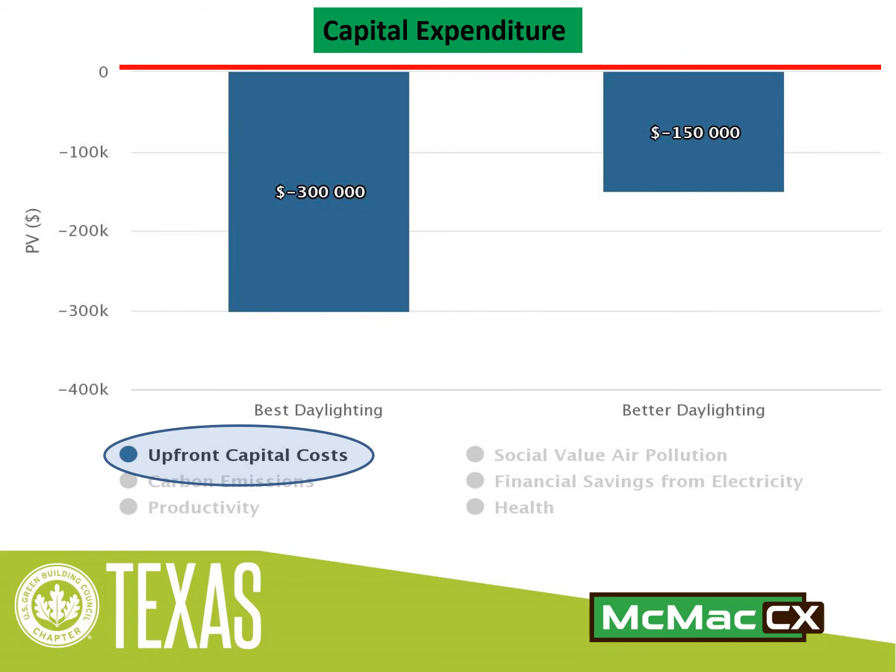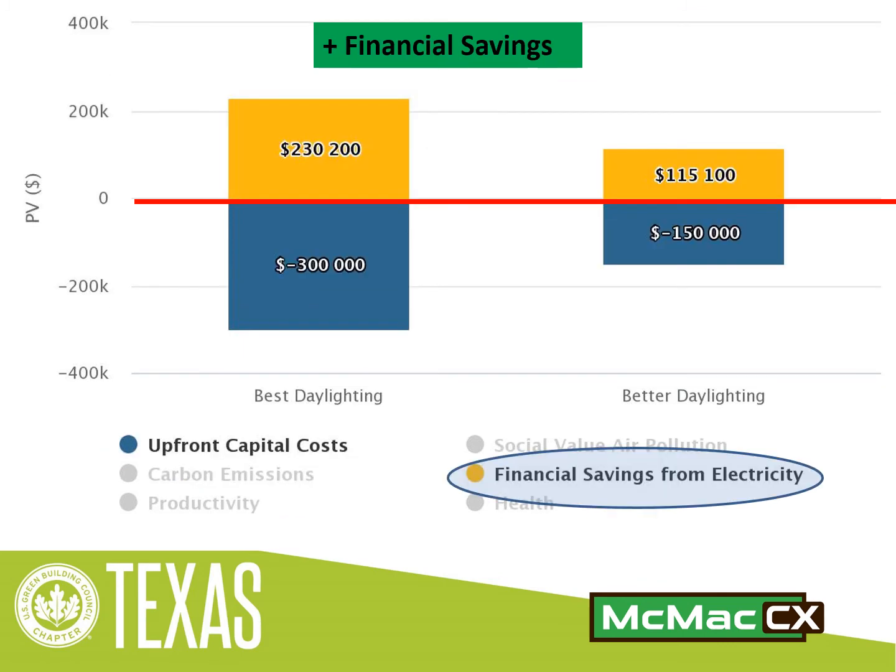We're going to dig deeper into the data that's behind the information that I just showed you in the app. 0 represents the lowest first cost minimum code baseline. The better daylighting alternative in the app has a CapEx of $150,000 above the lowest first cost minimum baseline. The best daylighting alternative has an added CapEx of $300,000 above the minimum code lowest first cost baseline. Now we're going to add the financial savings from electricity: 2% better for the better daylighting option, and 4% better for the best daylighting option.